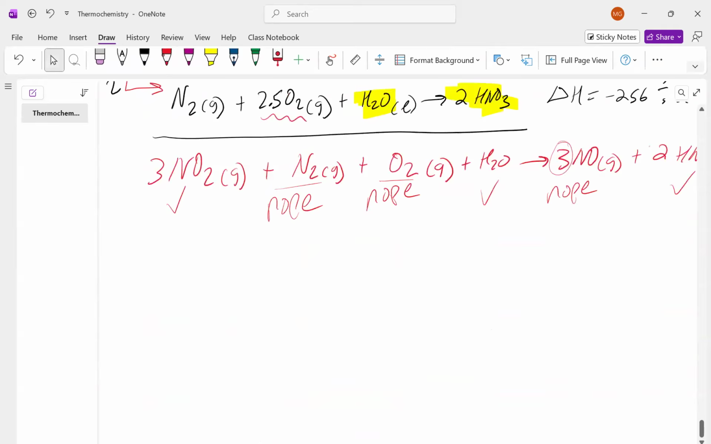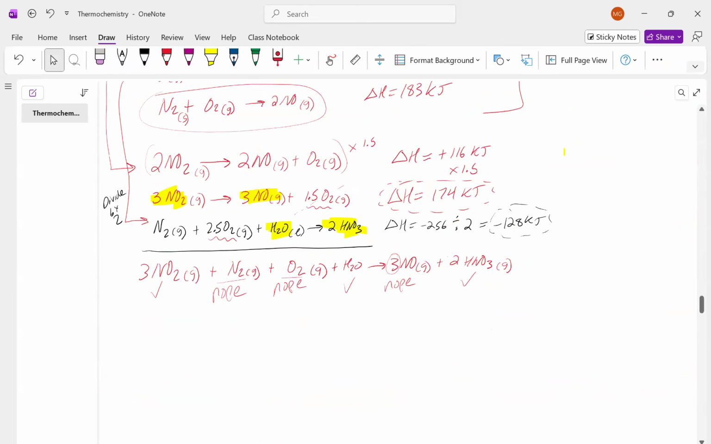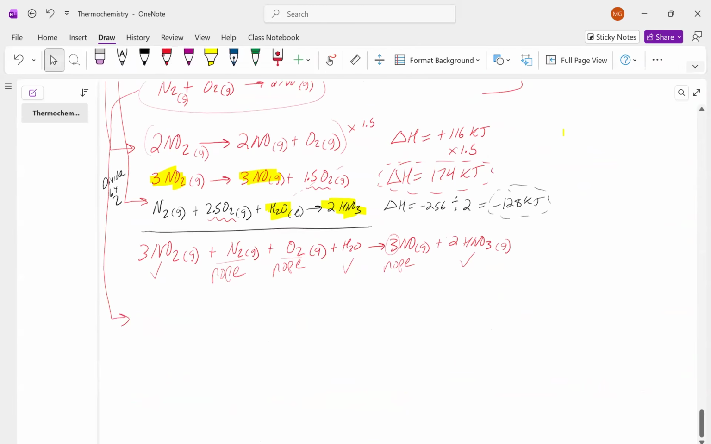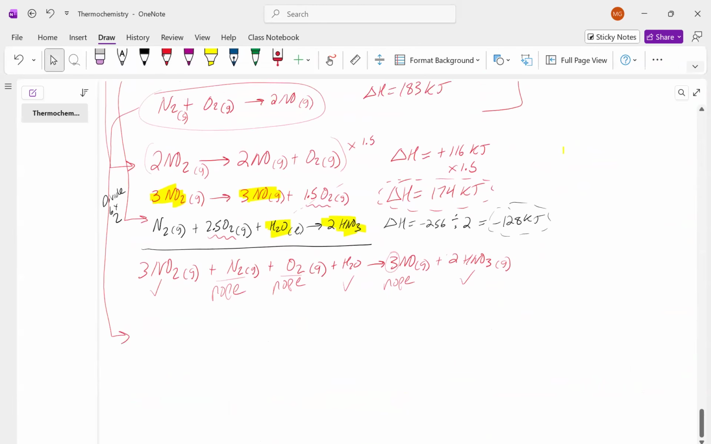So I'm going to take this third equation and I'm going to flip it around because I want to get rid of some NOs and I want to get rid of the nitrogen and the oxygen. Now, if I flip that around, my new delta H is going to be negative.